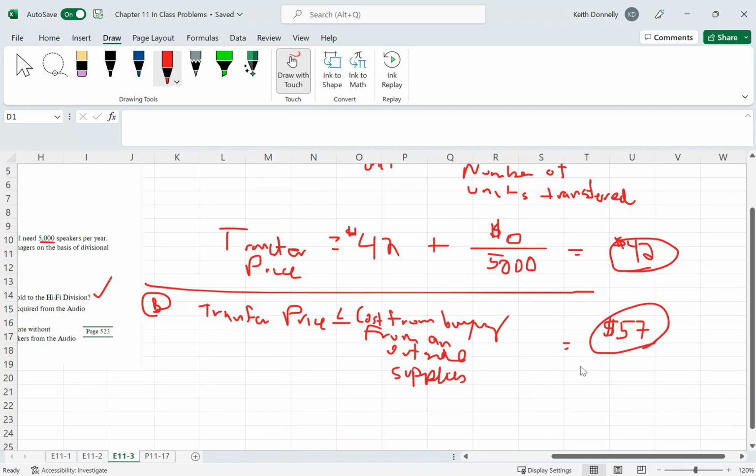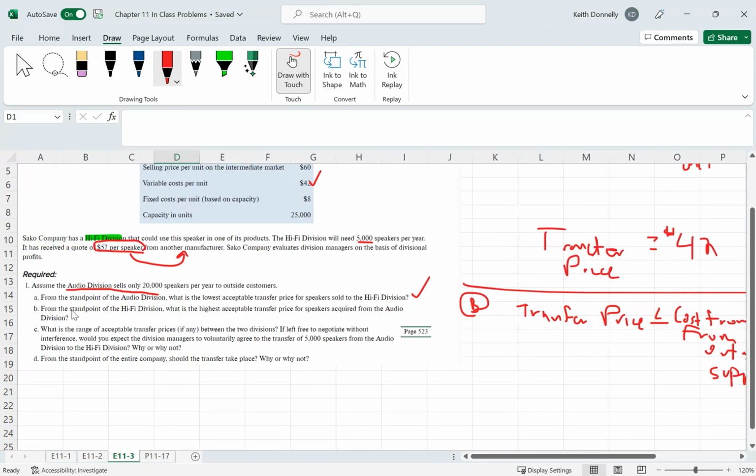All right, so that's the answer for B. When it says from the standpoint of hi-fi division, what's the highest acceptable price they'd be willing to pay to the audio division? Well, the maximum price here the buyer would be willing to pay to the seller is $57, up to but not beyond what they could get it on the open market. Okay.